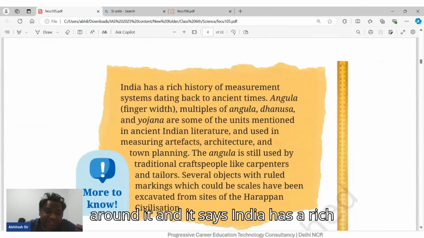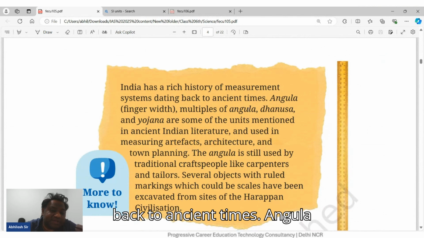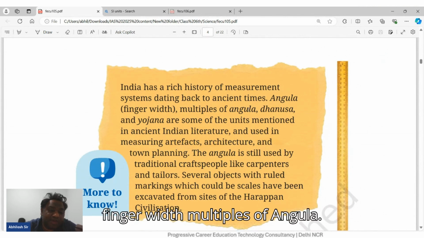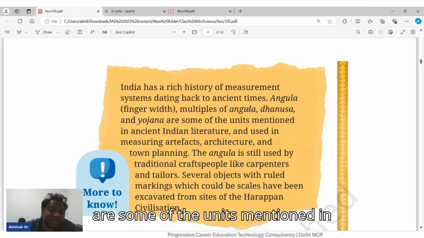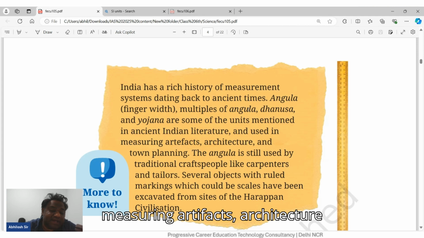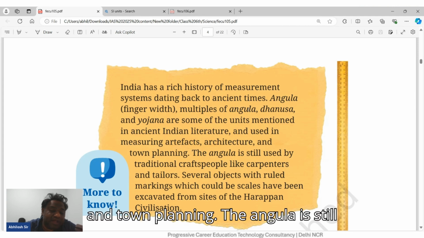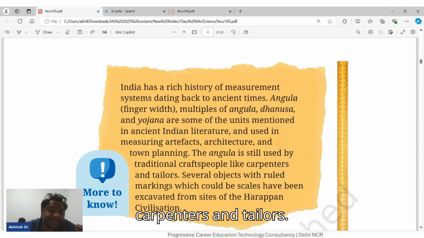And it says India has a rich history of measurement systems dating back to ancient times. Angula, finger width, multiples of angula, dhanusa, and yojana are some of the units mentioned in ancient Indian literature and used in measuring artifacts, architecture, and town planning. The angula is still used by traditional craftspeople like carpenters and tailors.